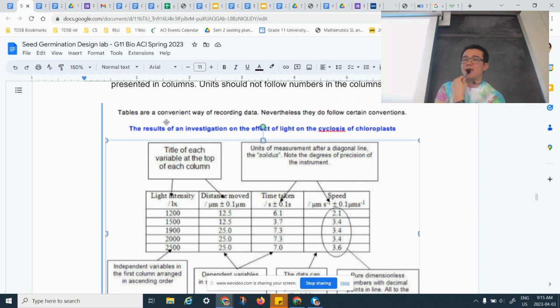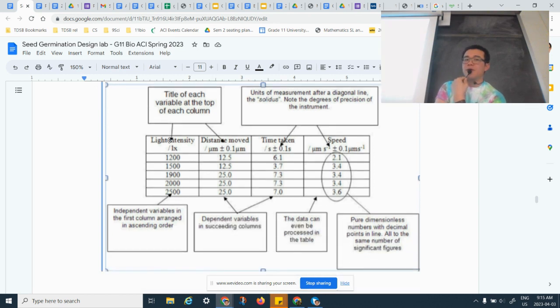You should have a title on the top that is very clear. You have your independent variable, usually on the side, and then your dependent variable. What you will notice is that the unit is under the heading. You only show it there once. Afterwards, you don't have the units down here. A lot of people lost marks on that last year.